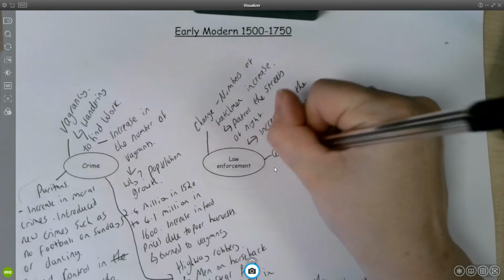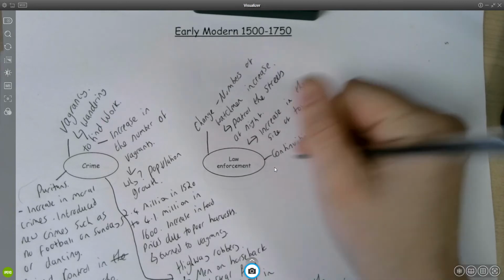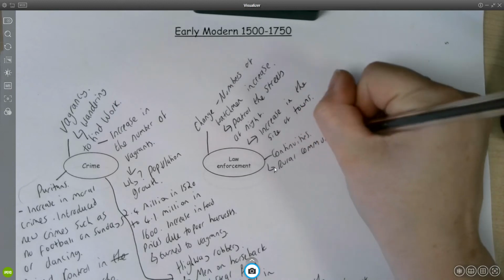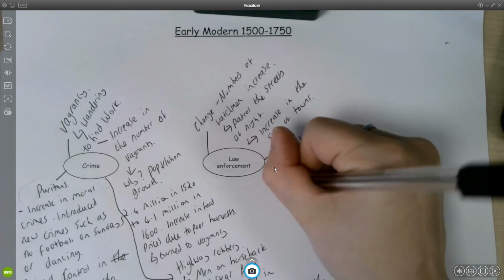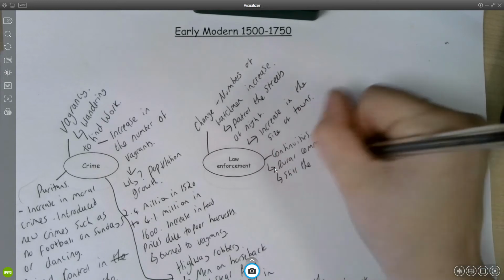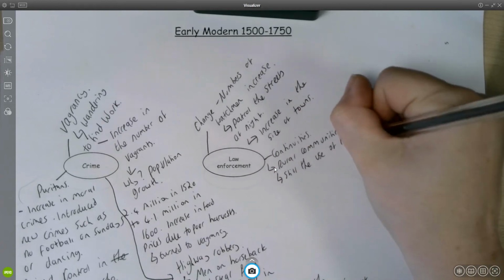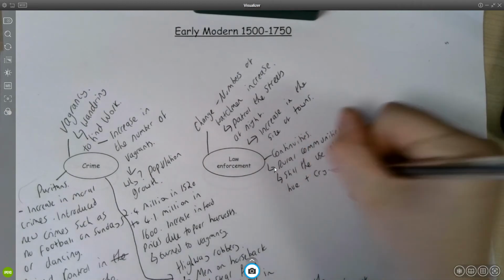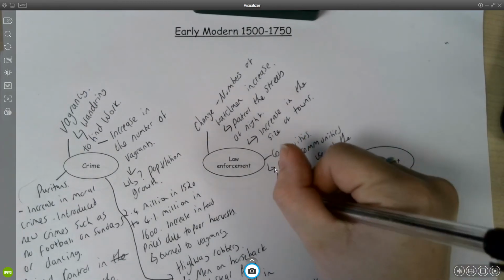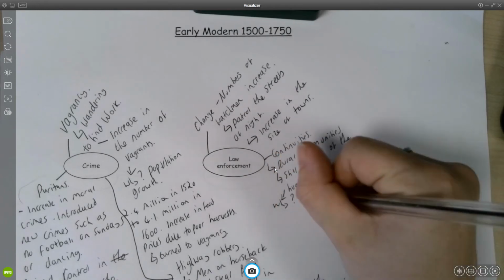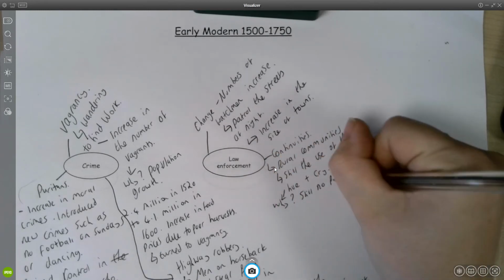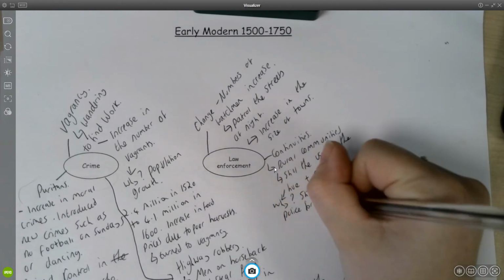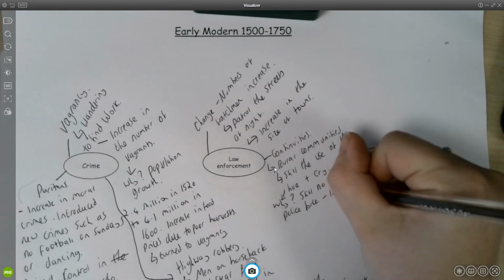Continuity is that in rural communities there is still the use of the hue and cry, and that's where if you are the victim of a crime you shout for help and everyone needs to catch the criminal. Why do they continue to use this still? Still no professional police force, and most people are still living in small communities.